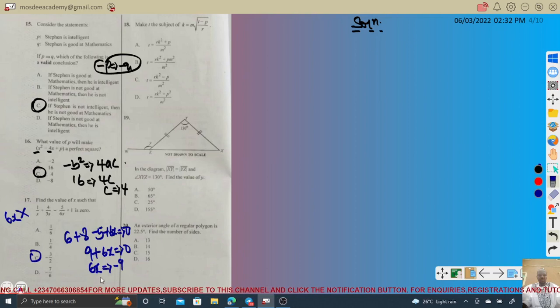I hope you understand. Divide both sides by 6, then you have your answer. x is equal to minus 9 over 6, which is reduced to this one. I hope you are following. So that is C. The next question, guys.